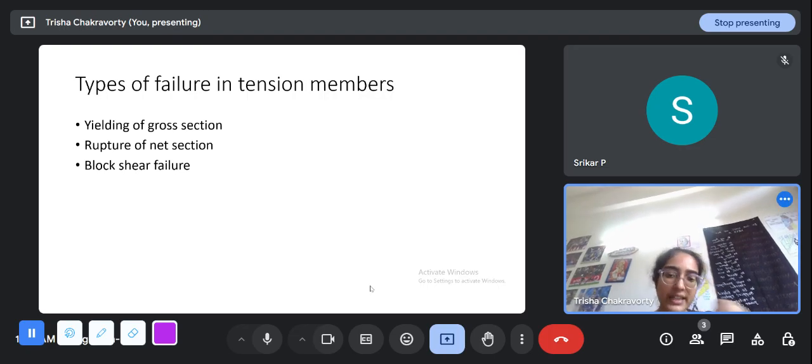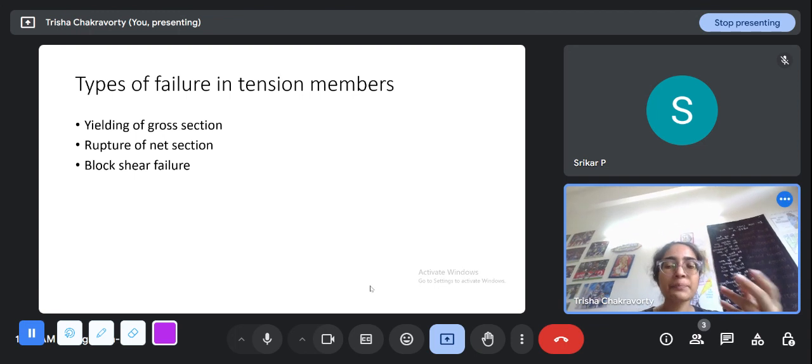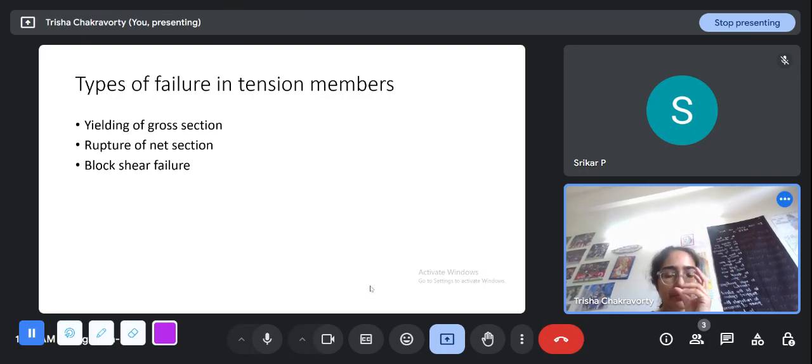I will propose that I am going to take this angle, say ISA 150 150 with some thickness. Then we will check its capacity in all three of these criteria. They are very clear cut, formula based from the code. We will see its capacity in yielding of gross section, rupture of net section, and block shear failure. From all these three we will get a permissible stress, and as a result a permissible force.